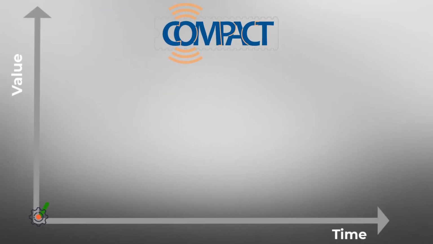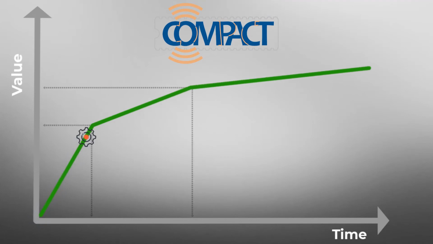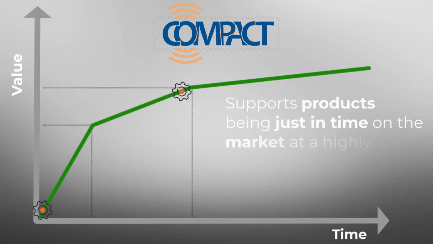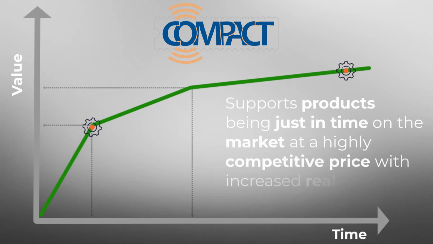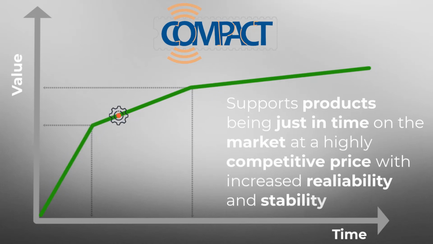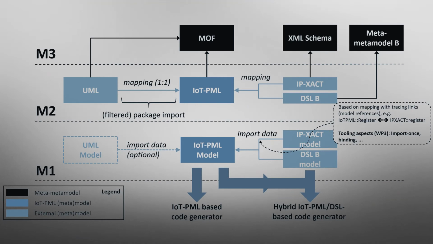The benefits are obvious. The approach proposed by the Compact project will make the development of IoT software transparent, much shorter and more efficient. It supports products being just in time on the market at a highly competitive price with increased reliability and stability. The meta-model-based approach and the carefully designed IoT PML both support the interchange of models along the complete IoT value chain.